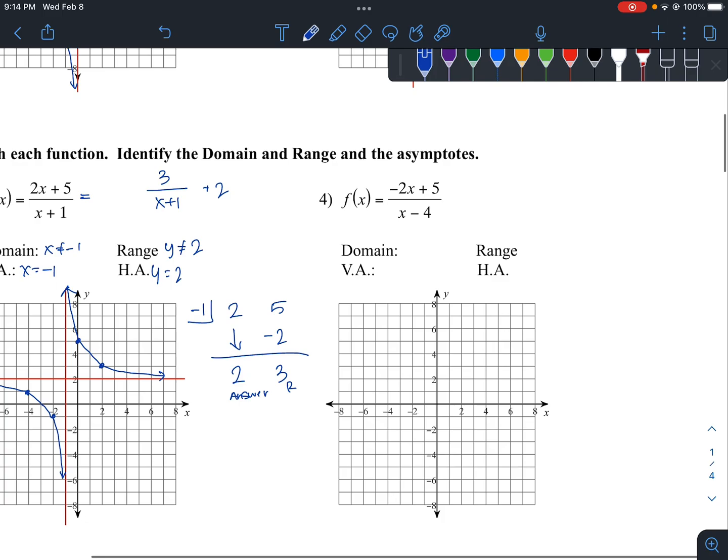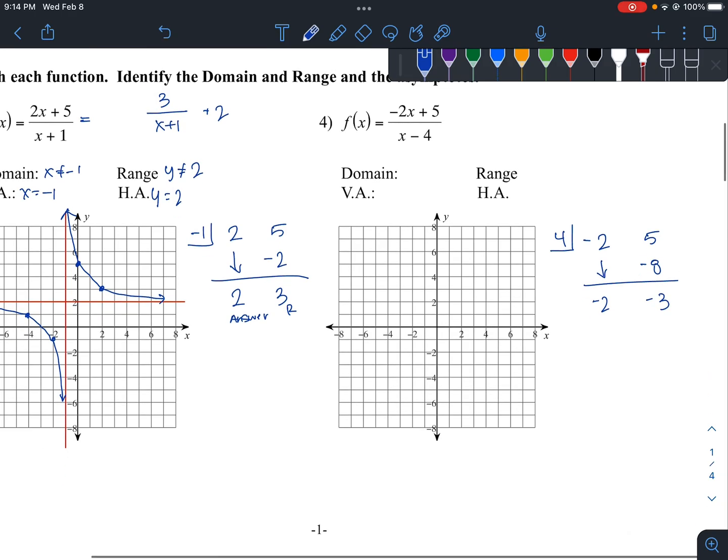Okay, so again, I'm going to do the same thing. I'm going to use synthetic division. So use the opposite number that's given there. So we have 4. So 4, positive 4, and then we have negative 2 and positive 5. We're going to drop the negative 2, multiply it by the 4, that's negative 8. Add 5 and negative 8, that's negative 3. So my answer is negative 2 plus, you can say negative 3 over the denominator x minus 4.